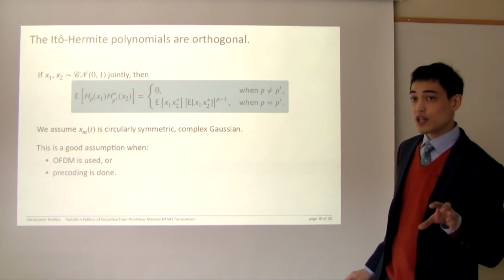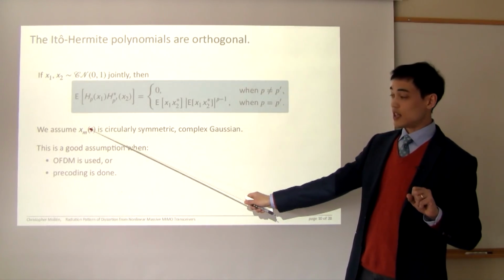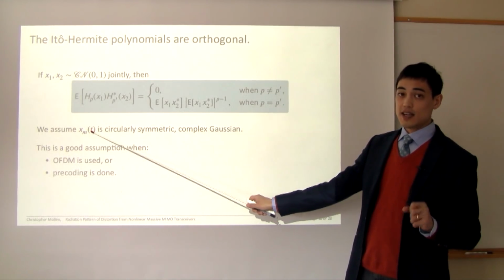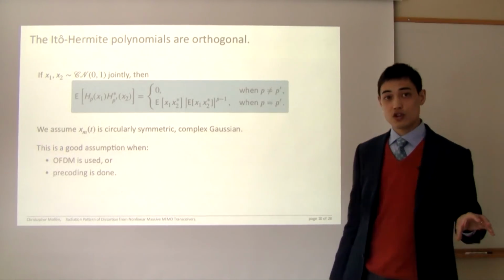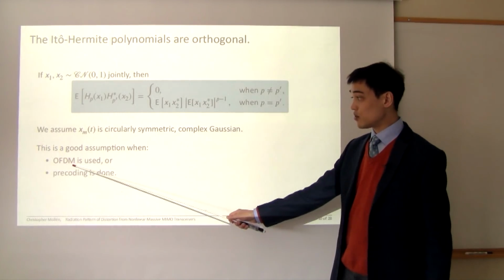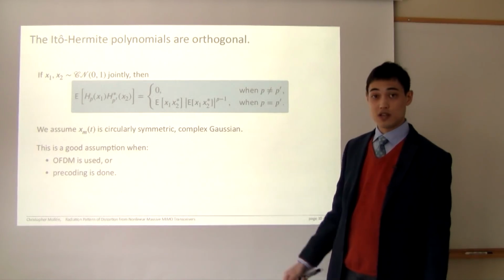So what we will do is we will assume that the transmit signal x_m(t) is a complex circularly symmetric Gaussian. And this is a good assumption if we are dealing with OFDM symbols or with pre-coded signals.